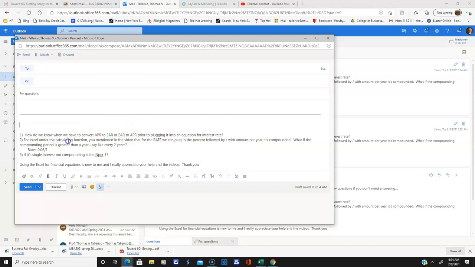For Excel under the calculating function, you mentioned in the video that for the rate we can plug in the percent followed by, I guess this is meant to be divided with the amount per year it's compounded. What if the compounding period is greater than a year, say like every 2 years? Well, then what you can do, and there's an example here, and these are good questions.